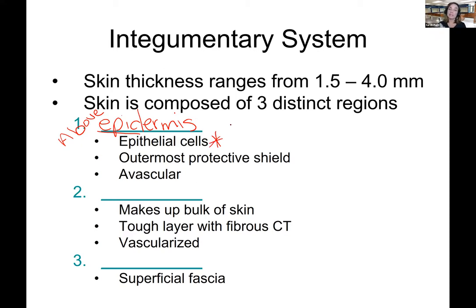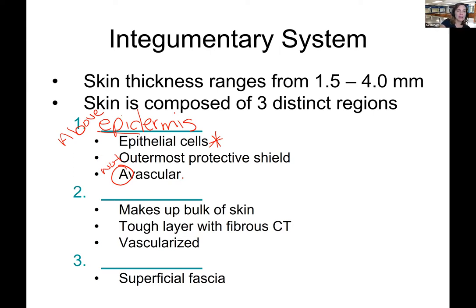Remember, epithelial tissue has no blood supply. So remember, A means not. Vascular, so there's no blood supply. So this is how you can get a paper cut, and it can hurt a lot, but it's not going to bleed, right?